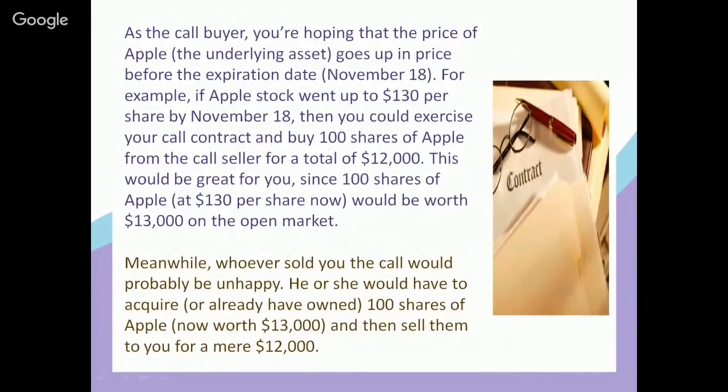As the call buyer, you're hoping that the price of Apple, which in this case is the underlying asset, goes up in price before the expiration date. In this case, it's November 18. For example, if Apple stock went up to $130 per share by November 18. Remember, right now we're pretending that it's $105 when you bought the contract, okay? So let's say it went up to $130 by November 18.